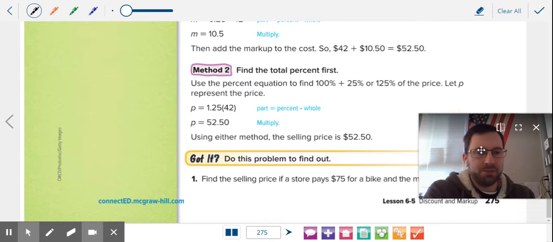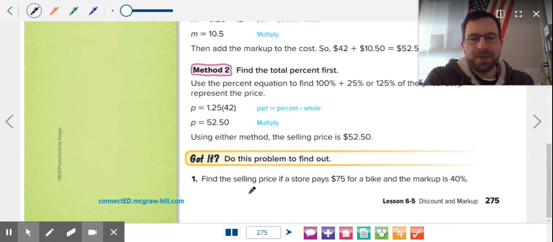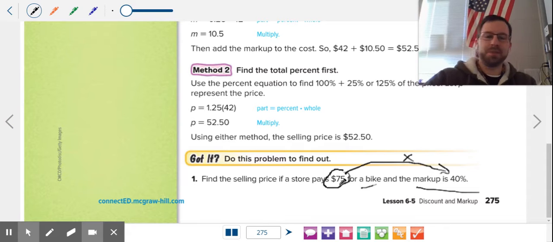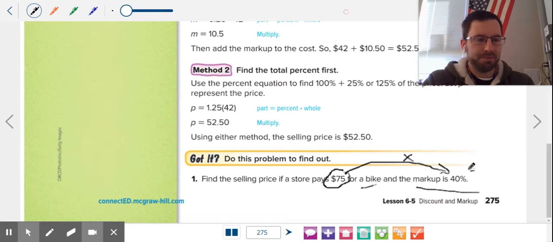Here we go. I can't even read the problem because myself is in the way. Find the selling price if a store pays $75 for a bike and the markup is 40%. So first thing we need to do is find out what the markup is. So we're going to take 75 times 40%. What is the amount of markup? 75 times 40%. $30 for a markup.